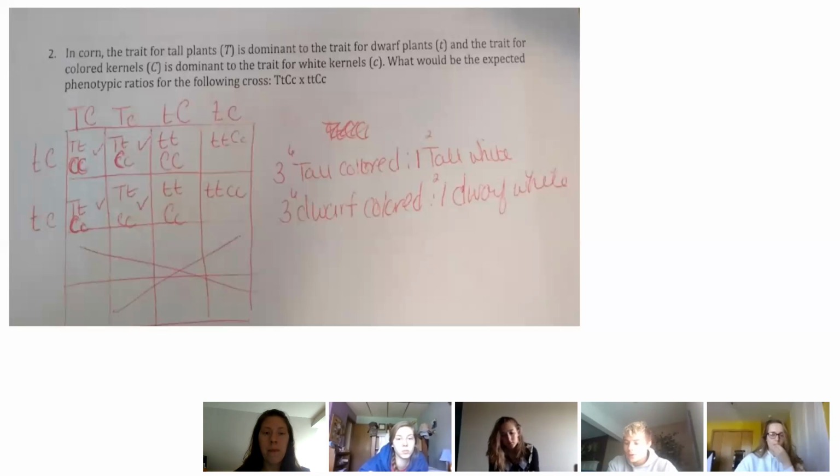So could you put the ratios as like 1 to 8 and 3 to 8? You could write them as fractions. If you wrote them as fractions, then I would probably just list them like 3 out of 8 tall colored, 1 out of 8 tall white, instead of separating with the colons.